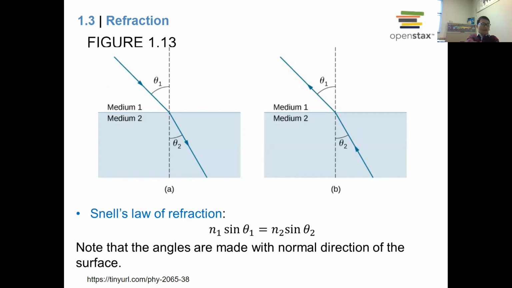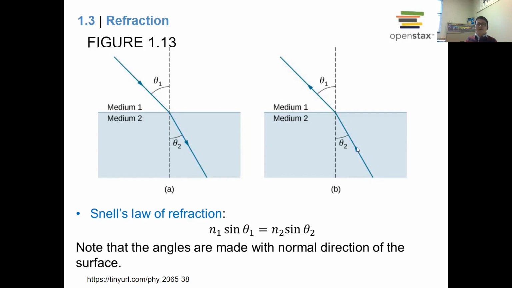We also looked at the refraction of light. When light travels from one medium and enters a second medium, most of the time the propagation of light will change direction. In terms of the incidence angle and refracted angle, these two angles oftentimes are not the same. This is governed by Snell's law, which is related to the index of refraction of the two media: n1 sine theta 1 equals n2 sine theta 2, okay?